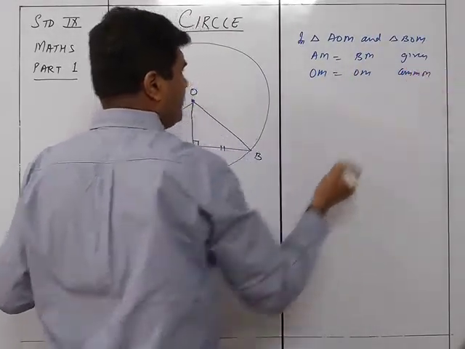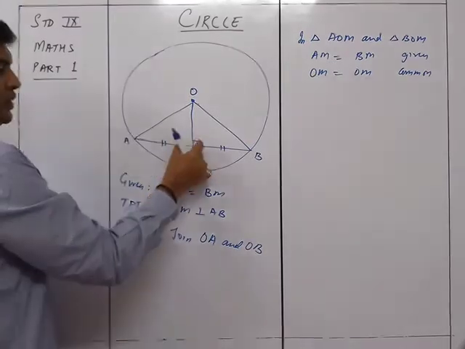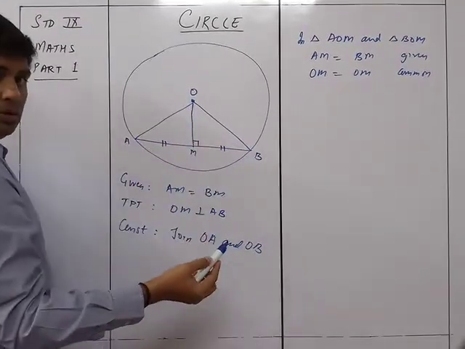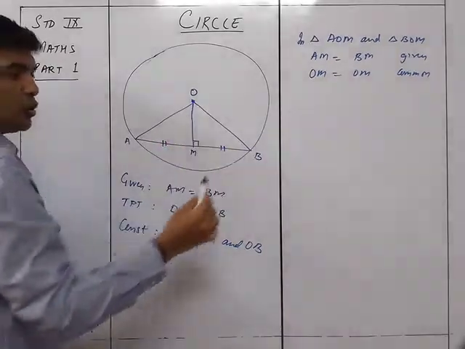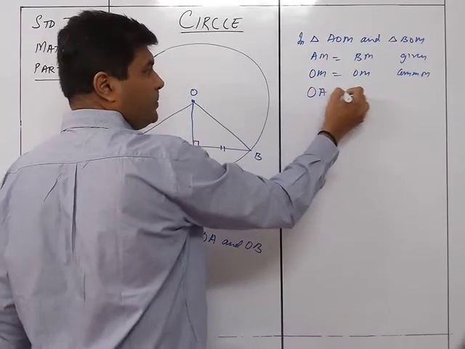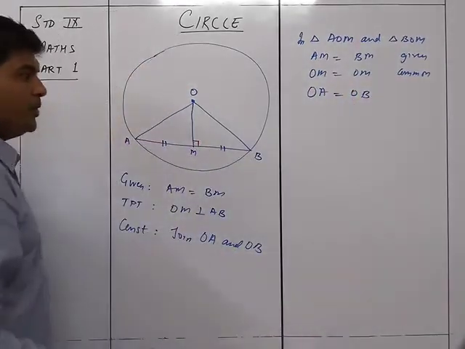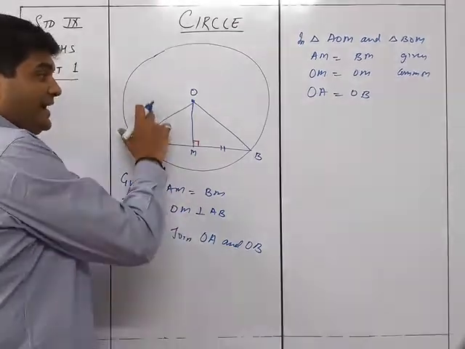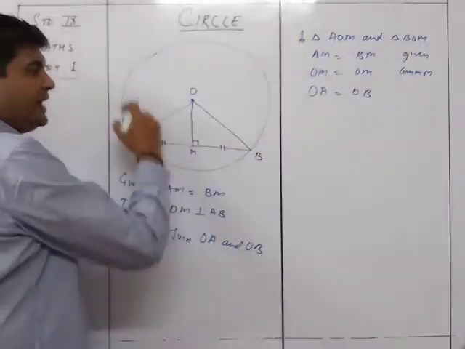Now what is the next thing we have? Do we know this angle? No. Do we know these angles? No. So it is only OA is equal to OB. Yes, it should be equal. OA is equal to OB. Why would they be equal? Tell me, what will be the reason that they are equal? Yes, it is the radius. OA and OB are the radius of the circle.